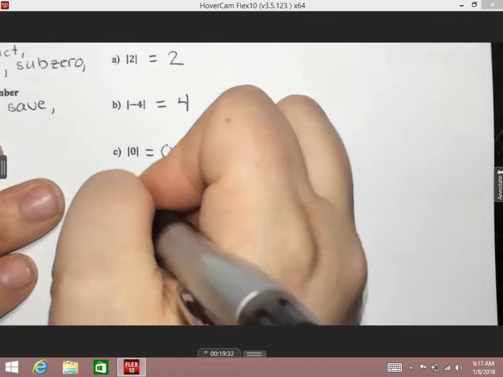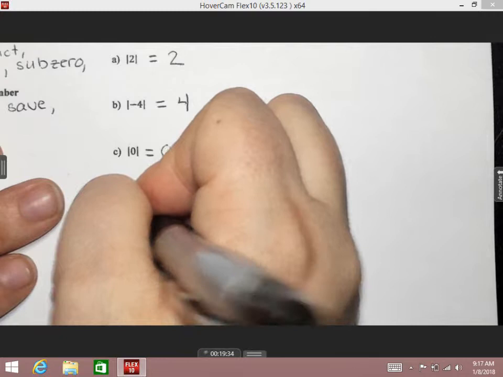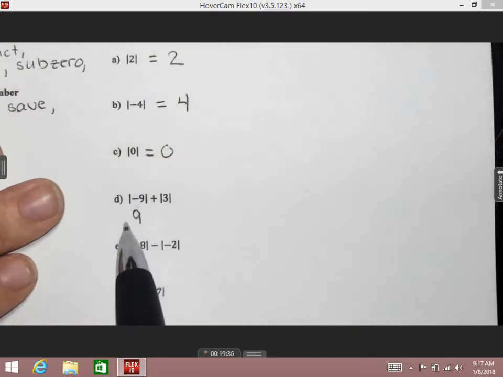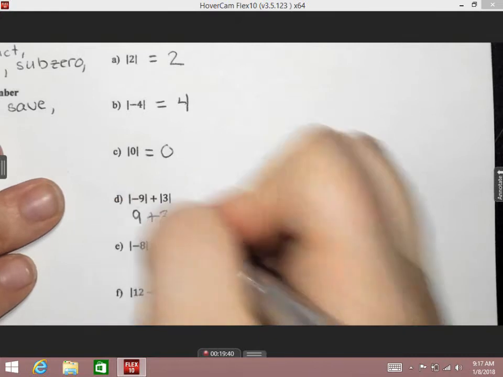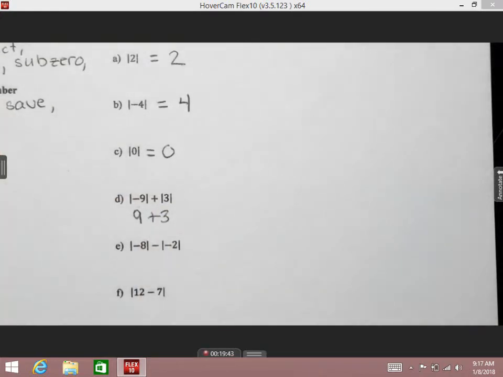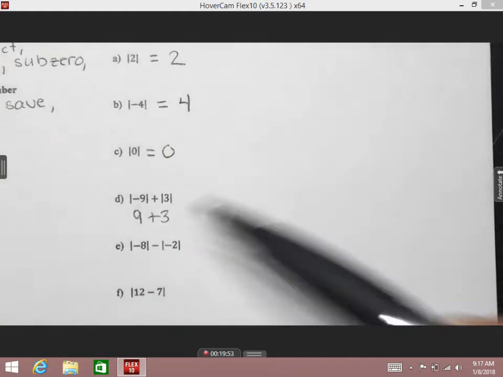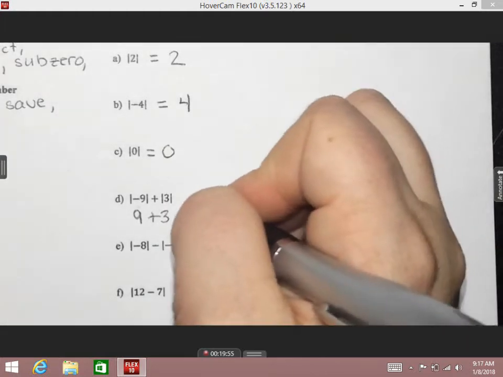A positive 9. Guys, once I take the absolute value, those bars are gone. What's the absolute value of 3? 3. Now that just says 9 plus 3. Can I add 9 plus 3? Absolutely. Could I have added them when they were in those absolute value bars? No, because those bars were blocking them. It's like they were stuck in jail. Well, now that I've let them out of that jail, now can I add them?